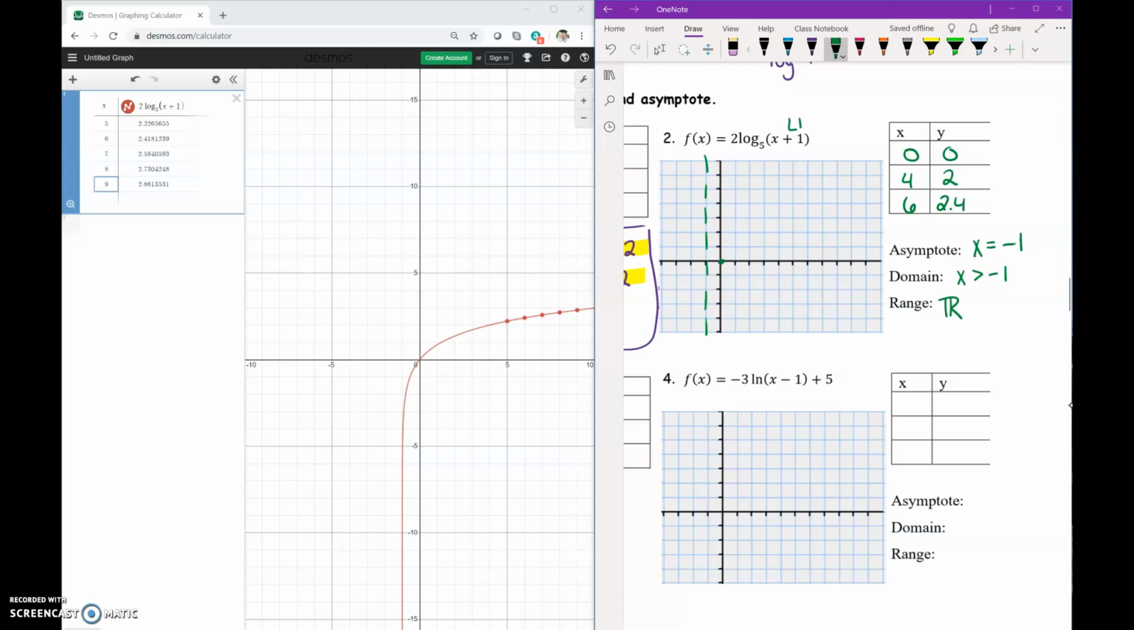So 0, 0, 1, 2, 3, 4, 2, 6, 2.4. So this graph really flattens out, and you can see that in the picture. And on the left, it's going to curve around and get closer and closer to that asymptote.